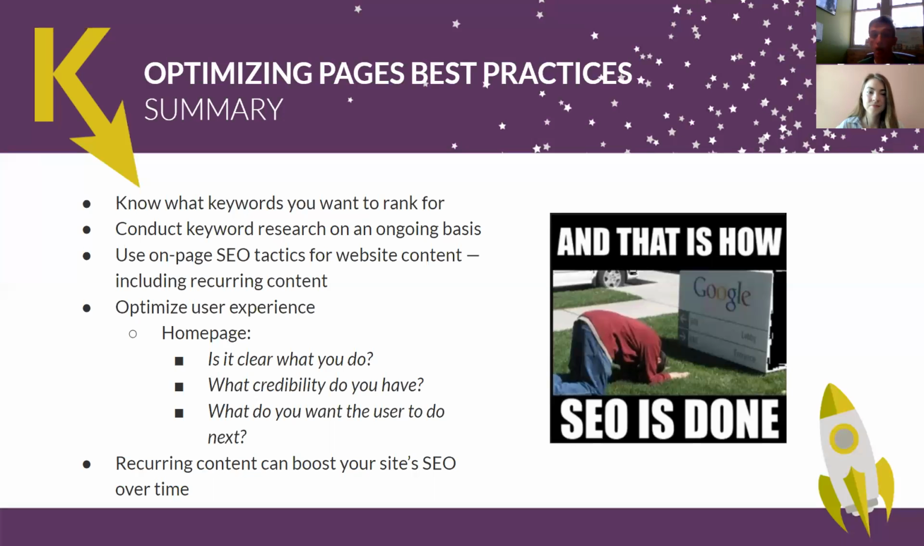Keywords change. People could be searching for different things month by month. Trends change. Your target audience could be searching for different search terms and key phrases. So always try to keep tabs on what keywords are hot and what keywords you can be ranking for. Use those on-page tactics that Aaron got into to maximize the optimization of your website's content, including your recurring content.